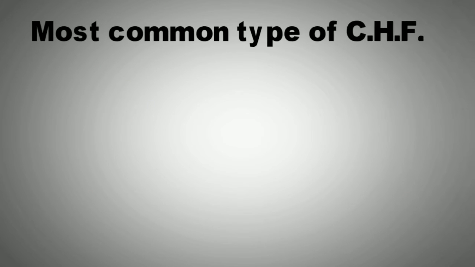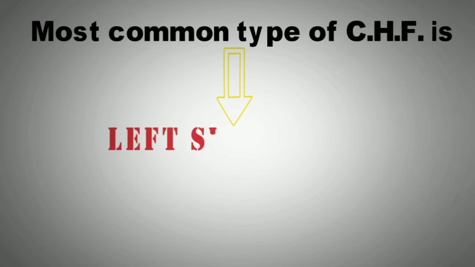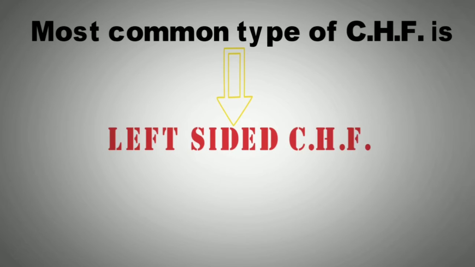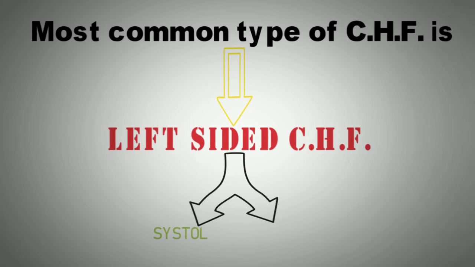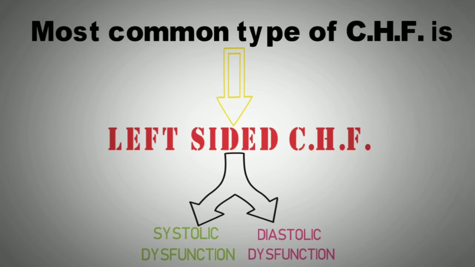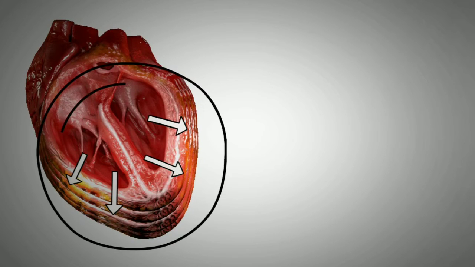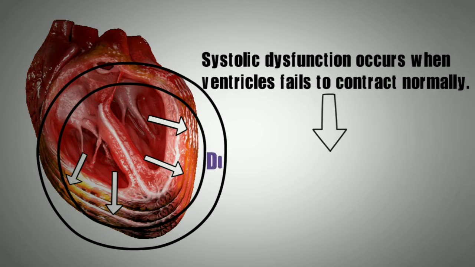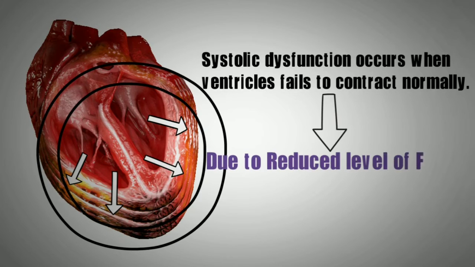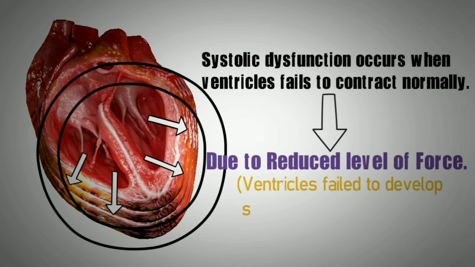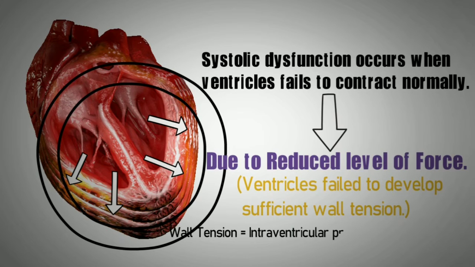And the most common type of congestive heart failure is left-sided C.H.F., which is categorized further into two types. The first one is systolic dysfunction, and the second one is diastolic dysfunction. Now let's check out the reason behind the systolic and the diastolic dysfunction. Systolic dysfunction, as the name suggests, occurs when the ventricle fails to contract normally. This is due to a reduced force of contraction when the ventricle fails to develop sufficient wall tension. And the wall tension can be defined as the multiplication of intraventricular pressure into ventricular radius.